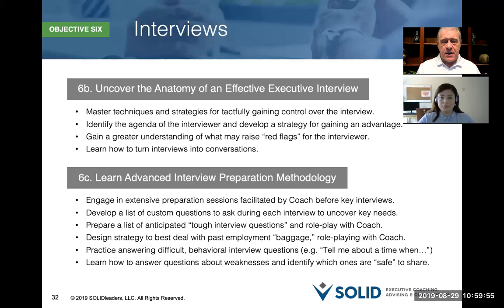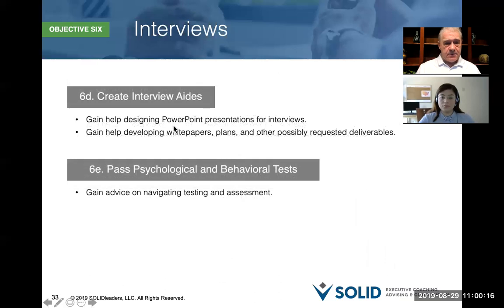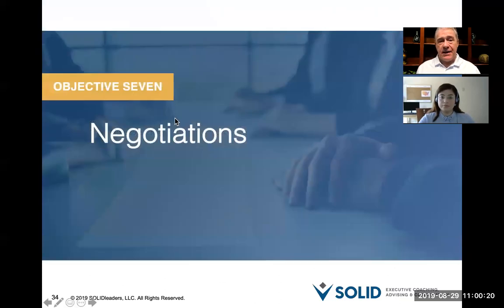They read about you, and you control the narrative. Number 4, for the bio, you control the narrative, whereas you don't control the narrative when somebody reads your resume. So having a bio, you control the narrative of exactly what you want the reader to come away with as key points. So very important to have a bio. And then you need to learn advanced interview prep methodology. We talked about that. You need to be able to create interview aids and pass psychological and behavioral tests.